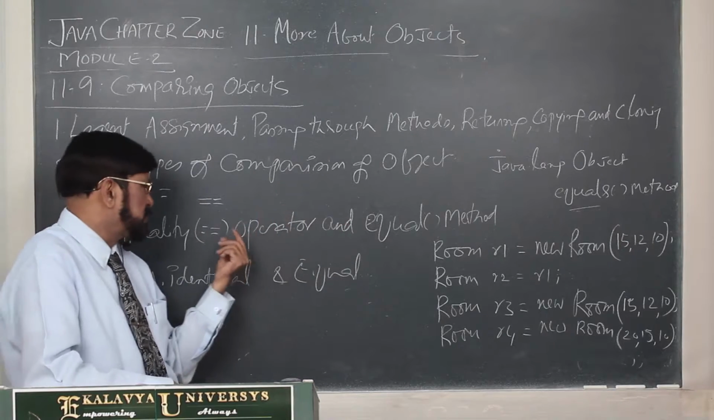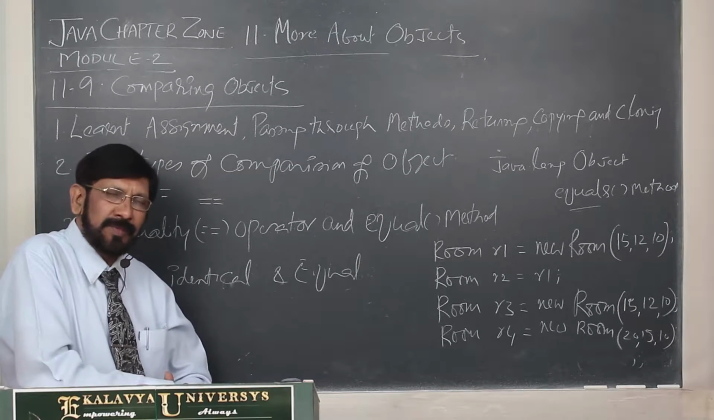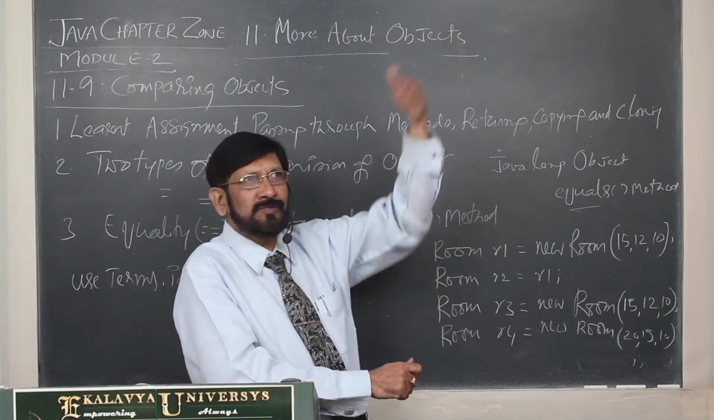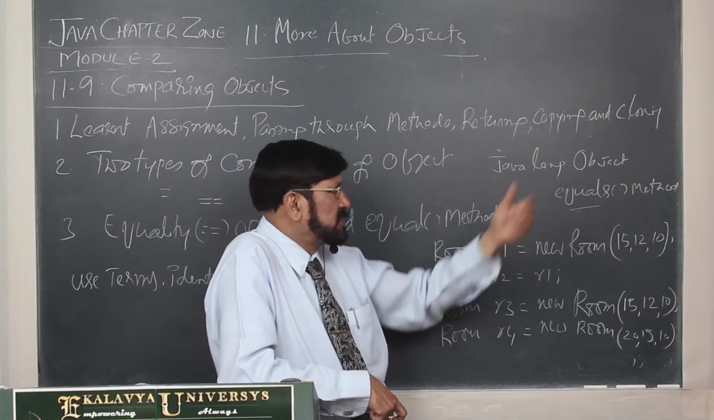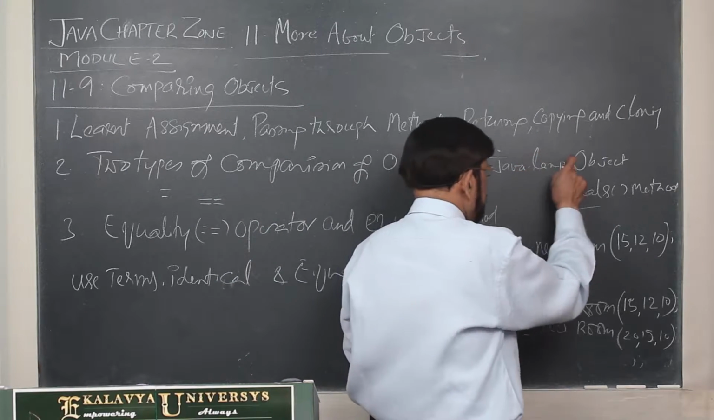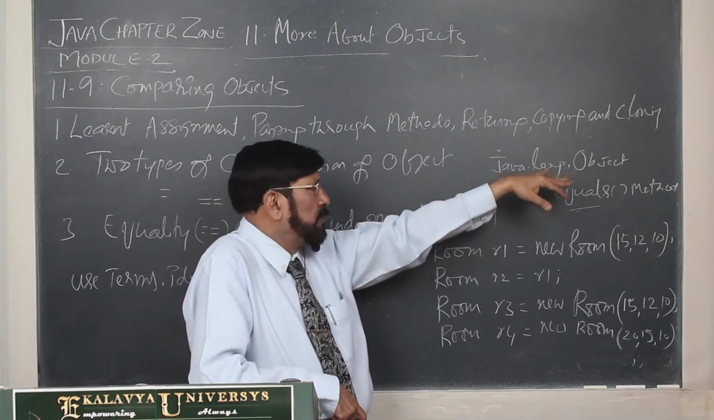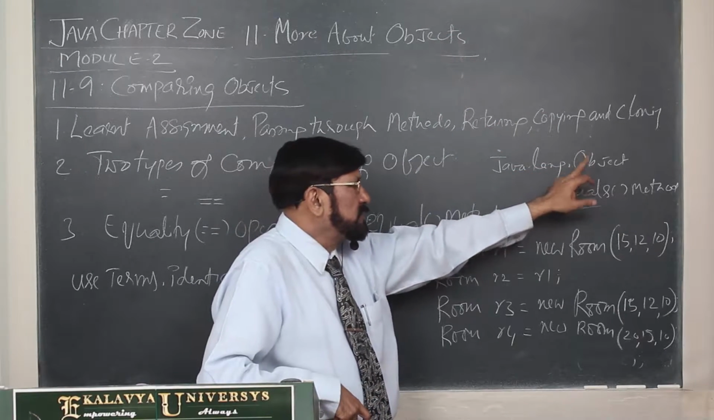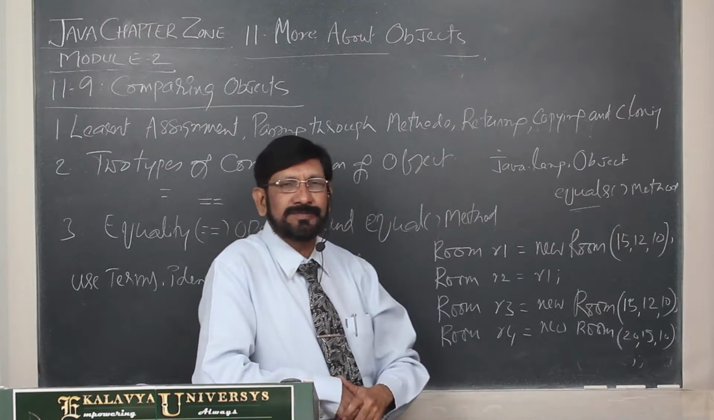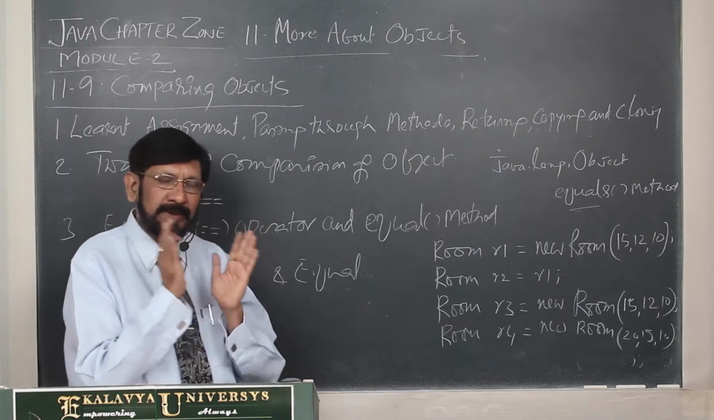So here two elements are there. One is the equality operator, the other is the equals method. Where do we get the equals method? The equals method we get from our forefather. Which is our forefather? Object. java.lang.Object. This is the topmost class. It is at the root of all the classes. So this Object class provides one instance method called equals. Using these two elements we can compare objects.